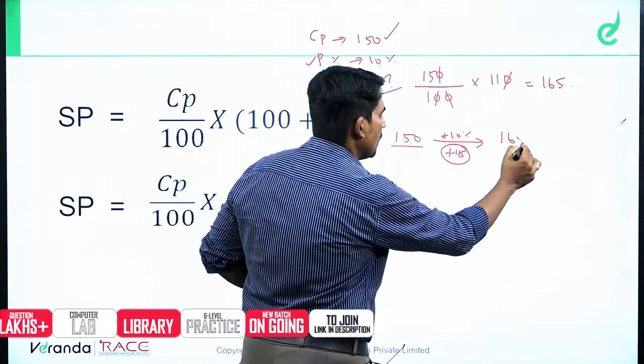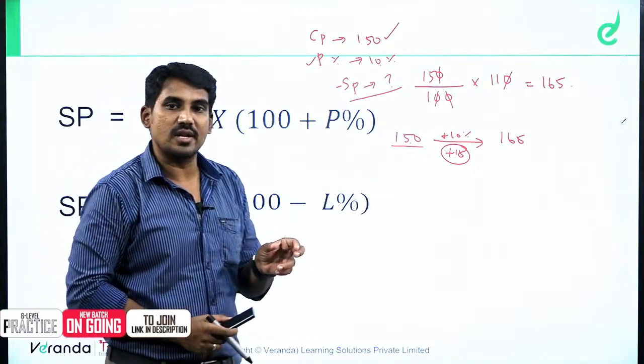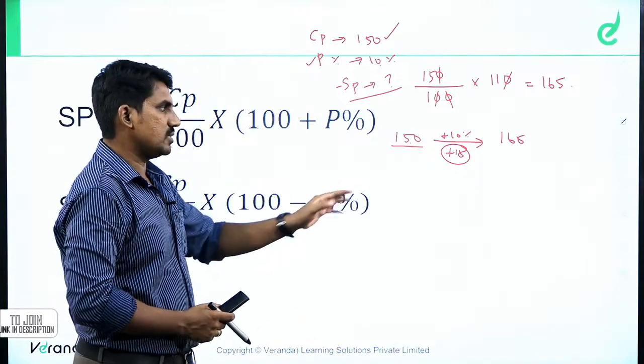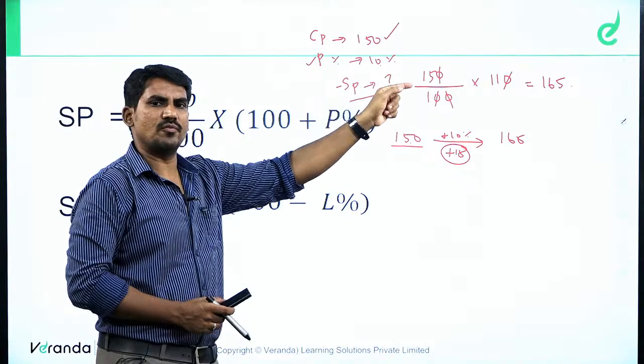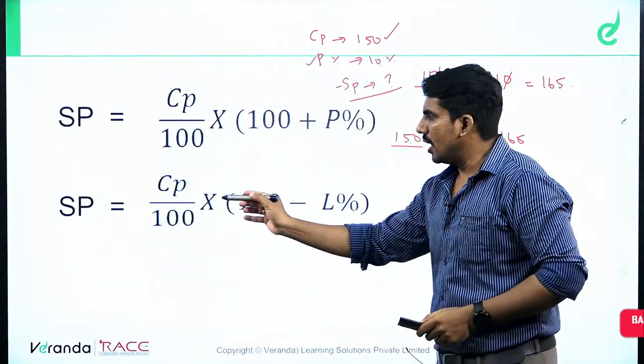Therefore, 150 plus 15, what is the value? 165 is the selling price. The money value increased by 10%, 10% profit is added, right? Therefore, 165. But using the formula, 100 is 150, what is 110? That's all. Clear? Now listen, loss is given.